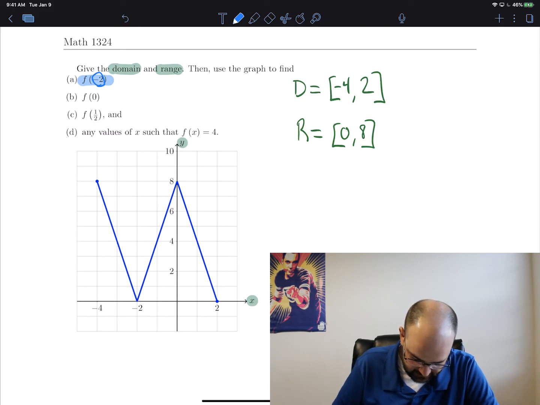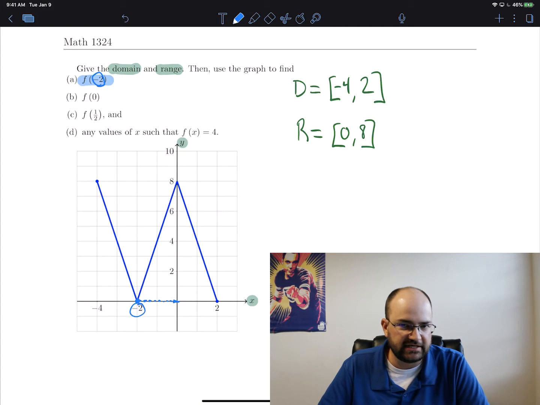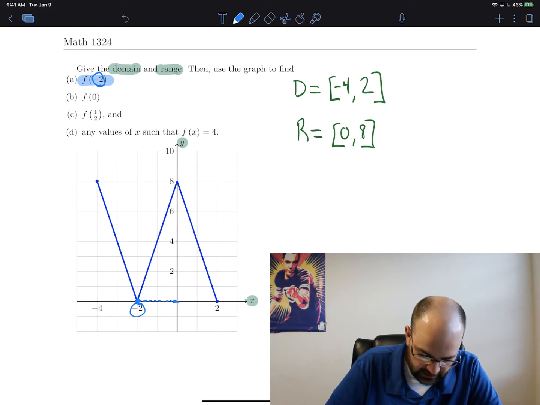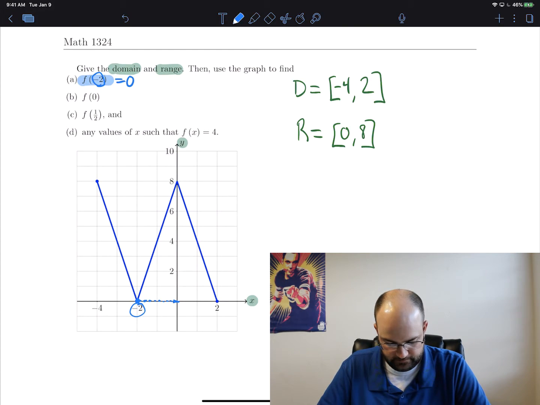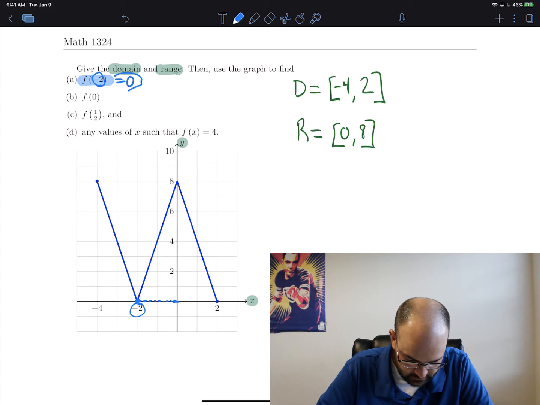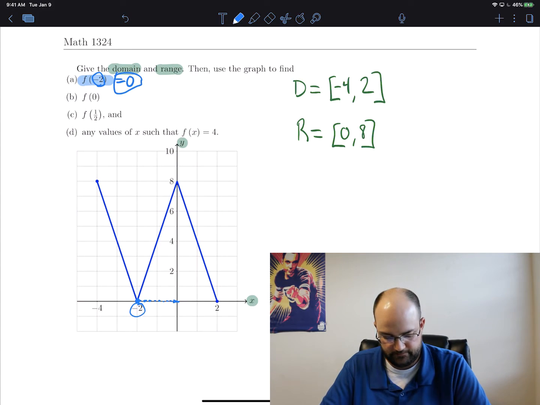So if the -2 is the x value, let's go to that one. Where is the coordinate? The coordinate's right there. And what's that y value? Well, if we go over to the y-axis, well, it's on the x-axis, so the y value must be 0. So f of -2 equals 0 here. And that's all it is. F of -2 equals 0.